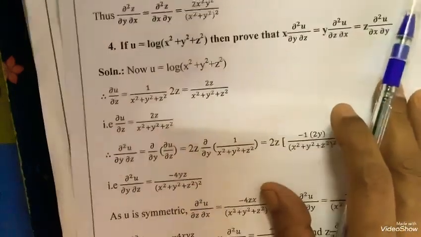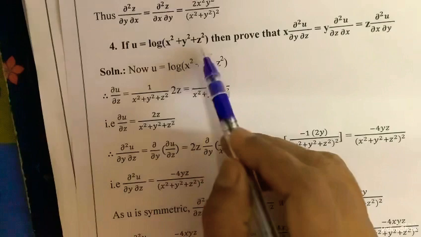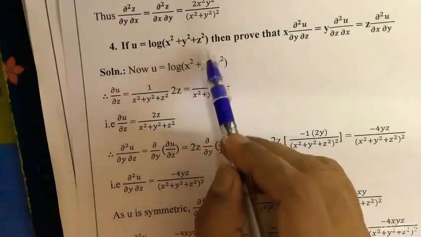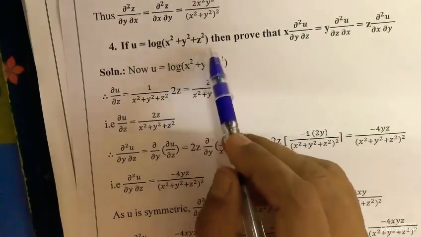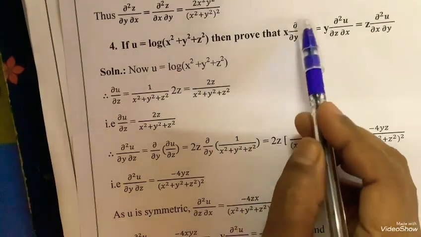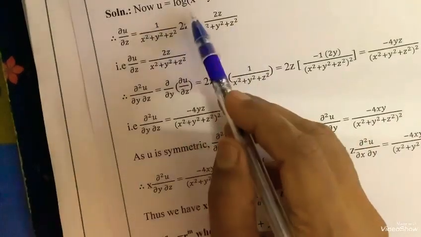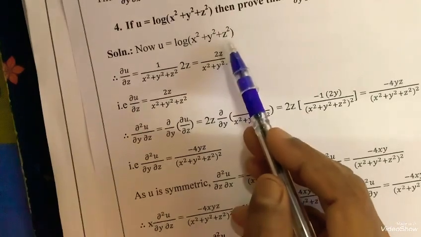This is a very easy example because the function is symmetric. This function is symmetric here. If we change x to y, y to z, z to x, there is no change in the function. So once it is symmetric, if you calculate only one, you can write the remaining directly. Okay, so I will go for the first. u is log of x² plus y² plus z².